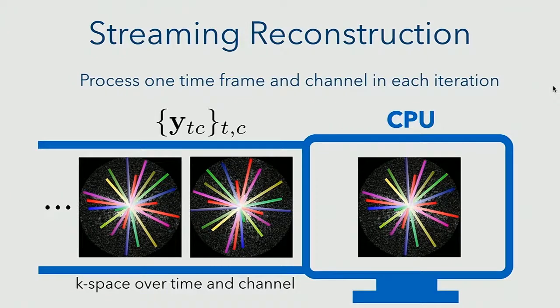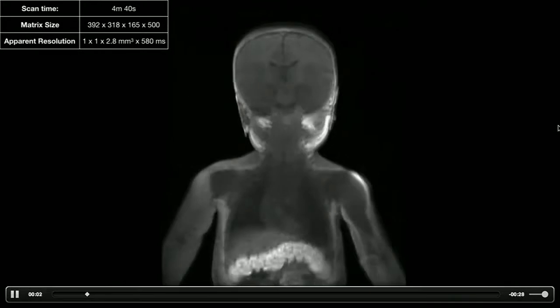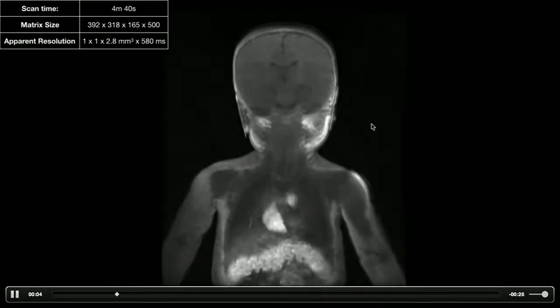Now, because our memory footprint is reduced so much, we can actually use a GPU to help us accelerate the reconstruction even more. In particular, our reconstruction time goes down to about 1 minute per frame. And we're also using a Python toolbox to reconstruct this data set. So all of these together allow us to create data sets as shown here.